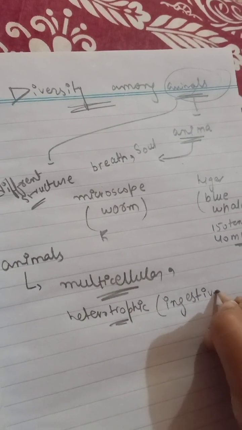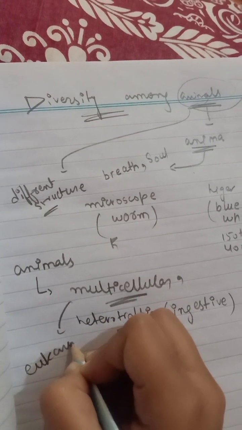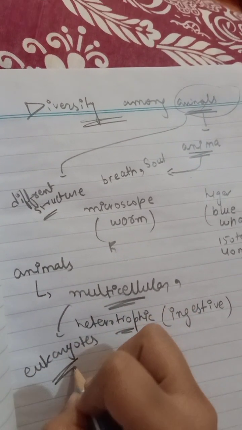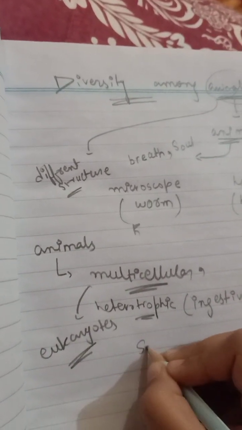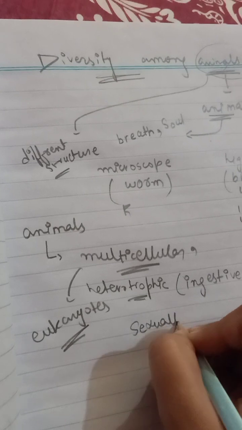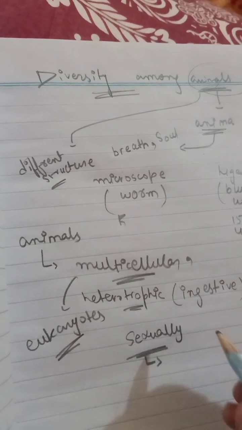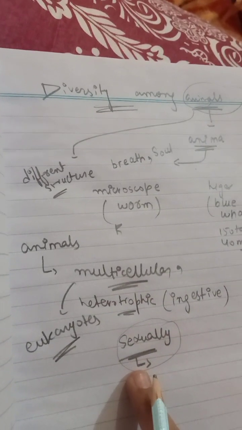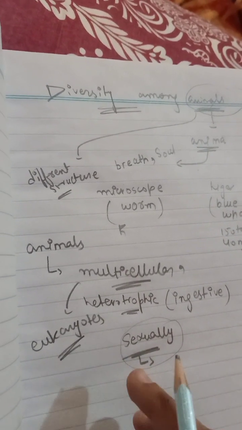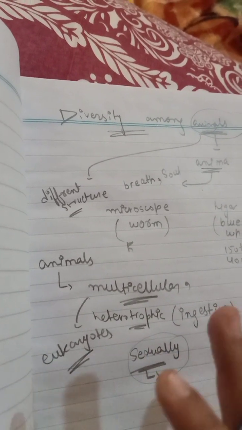Heterotrophic but ingestive, which means we ingest through our mouth. Okay, and we are eukaryotic. Our cells are eukaryotes. Eukaryote means we have a true nucleus. And we can reproduce sexually. What does it mean? It means that two gametes join together and fertilization occurs, so the animals can reproduce sexually. Okay, so many species are there, and their diversity is very different.